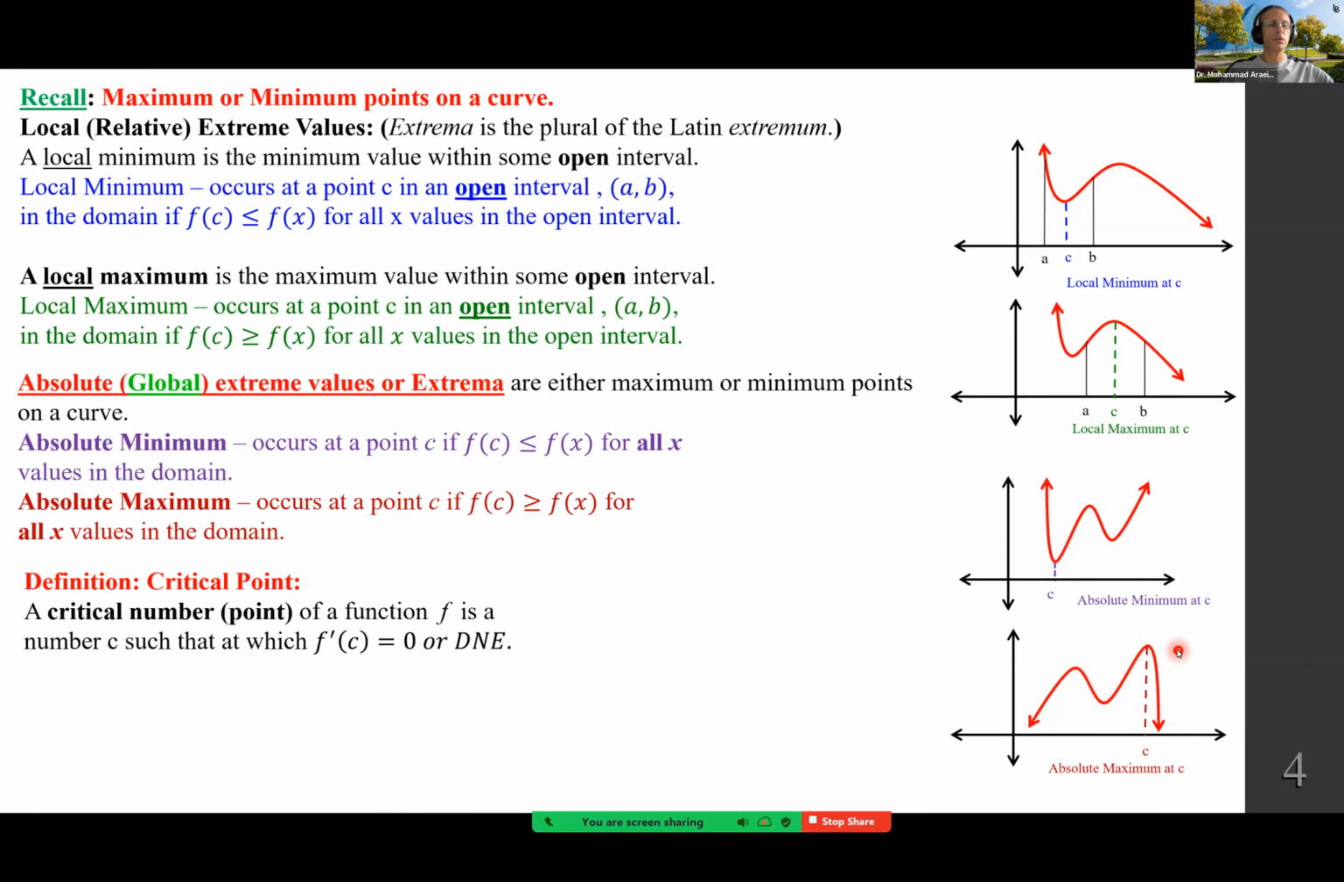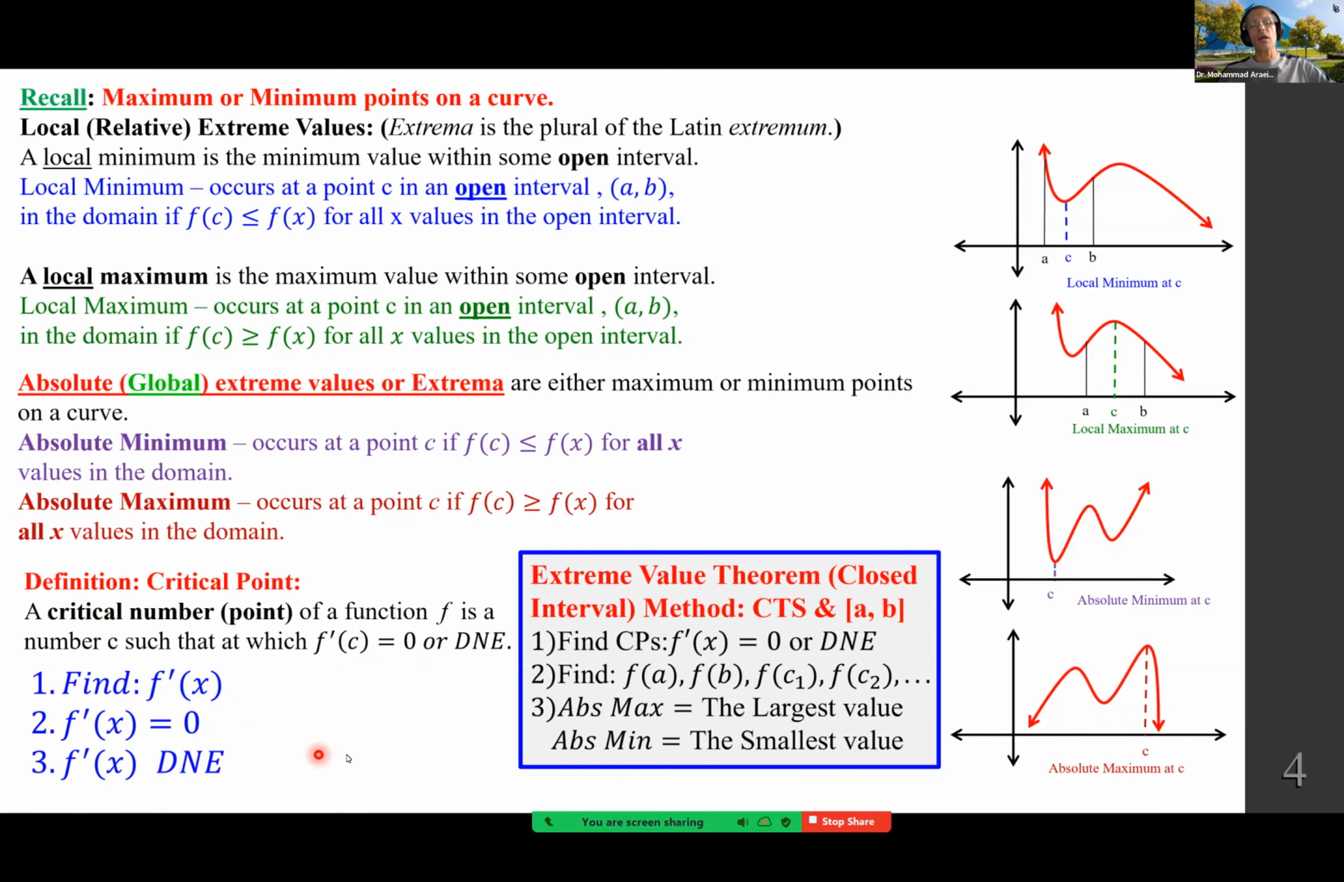Now, to find critical points, find f prime, set it equal to 0, and where it fails to exist, does not exist. So these are the 3 steps. Find f prime, set equal to 0, does not exist. Also, we have what's called extreme value theorem or closed interval method. If you happen to have a function which is continuous in a closed interval, it must attain both absolute max as well as absolute min. Methodology: find all the critical points, evaluate the function at the end points A and B as well as the critical points. The largest value is the absolute max, the smallest value is the absolute min.